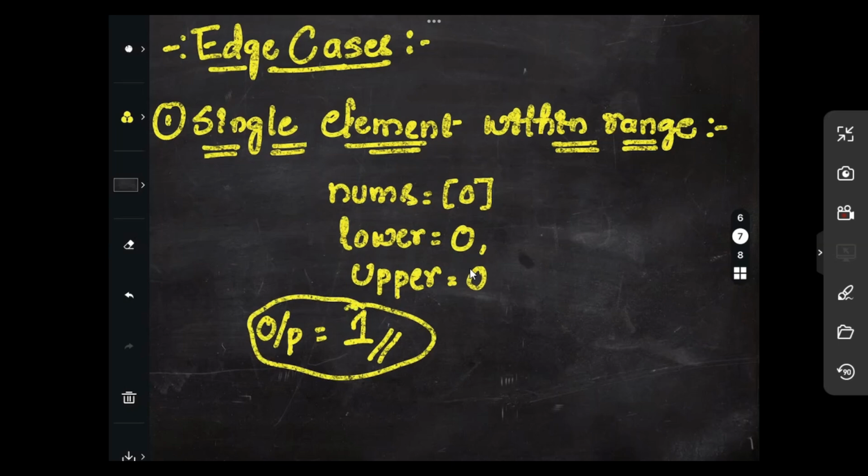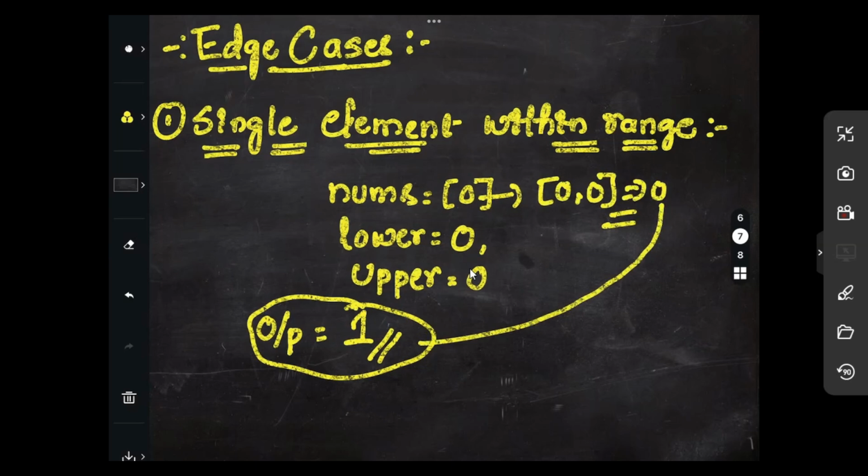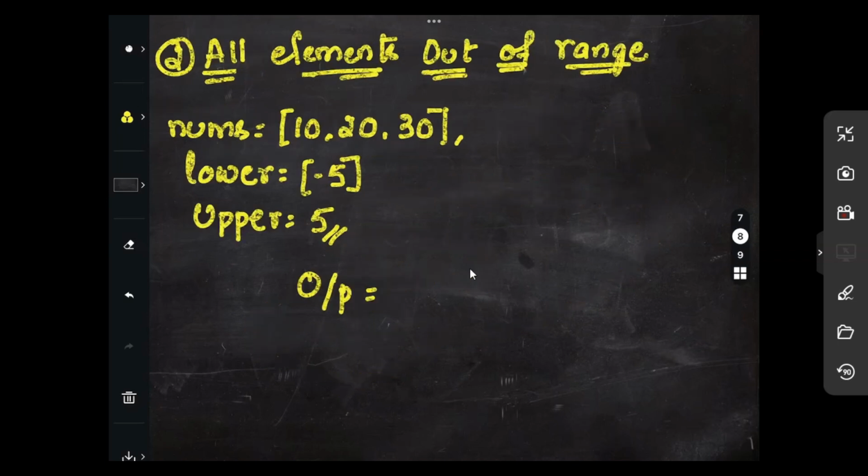Why is the output here 1? Because the only subarray of 0 has a sum of 0, which is within the range 0 to 0. So the output is 1 in this case.